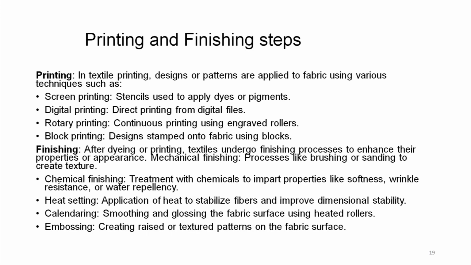Mechanical finishing, processed by brushing or sanding to create texture. Chemical finishing, treatment with chemicals to impart properties like softness, wrinkle resistance or water repellency. Heat setting, application of heat to stabilize fibers and improve dimensional stability. Calendering, smoothing and glossing the fabric surface using heated rollers. Embossing, creating raised or textured pattern on the fabric surface.